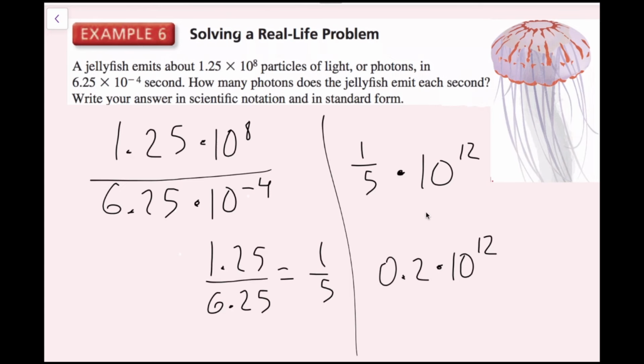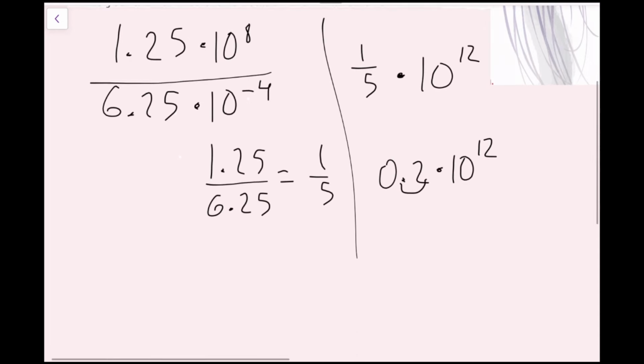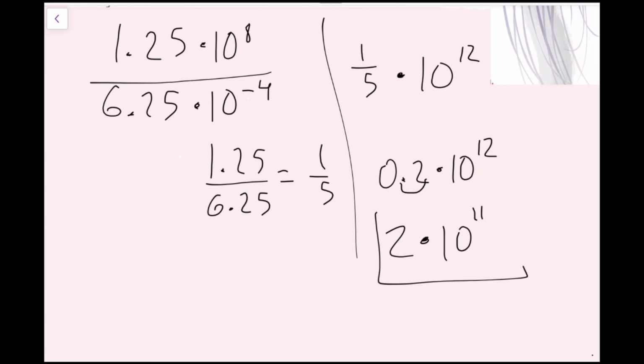But if you remember, in scientific notation, I need this initial number to be greater than or equal to 1 and less than 10. So I'm just going to rewrite this as 2. So if I move the decimal here, this is going to be 2. But remember, if I move the decimal here, I need to reduce one of my 10s here. So this is not going to be 10 to the 12th power, this is going to be 10 to the 11th power. So this is my rate in scientific notation.